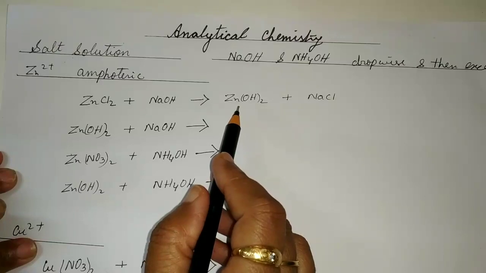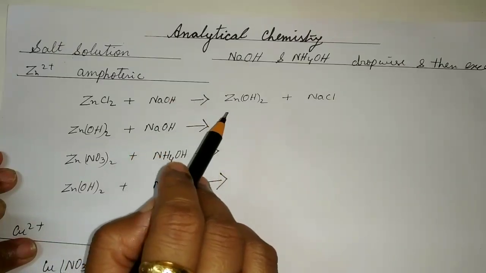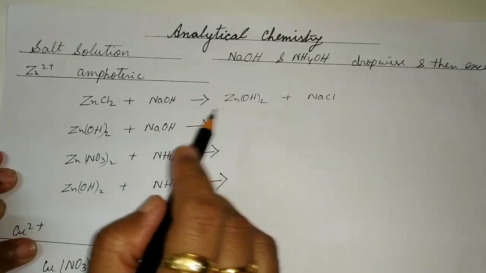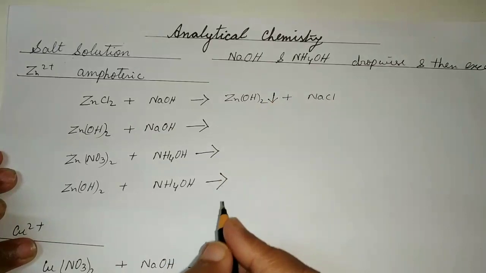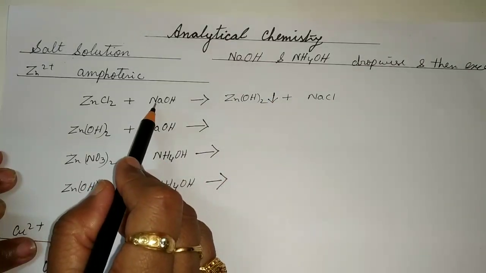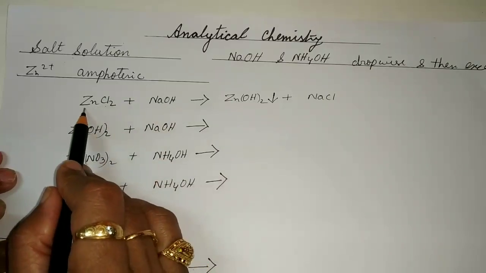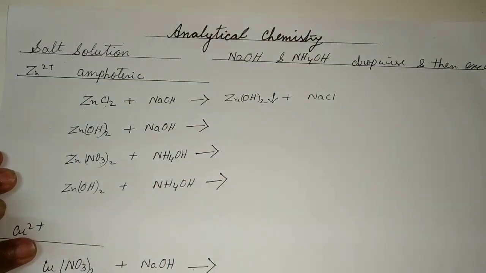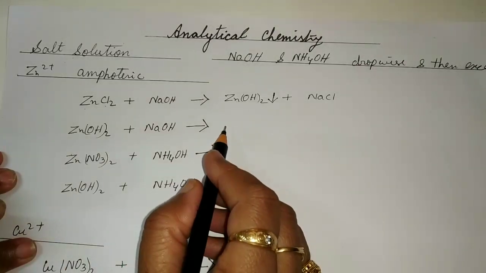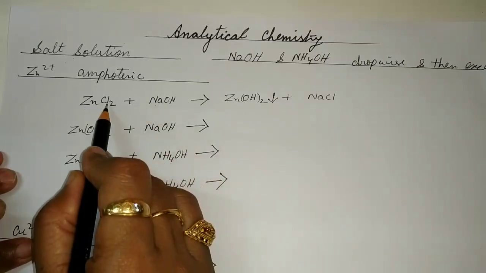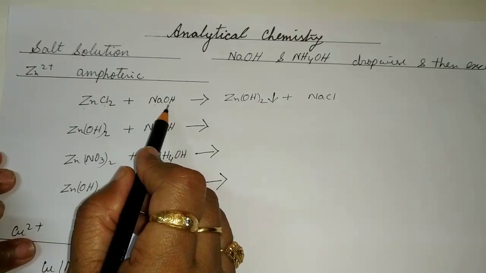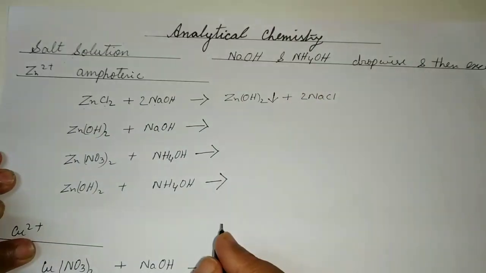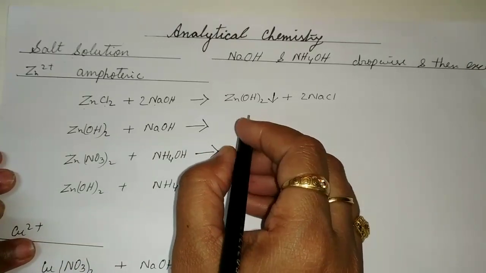Learning will be difficult. If you remember the types of reactions we have done in standard 9, the double decomposition reaction, under which comes precipitation reaction, as zinc hydroxide is a precipitate. So what happens? Sodium chloride, zinc hydroxide, double decomposition reaction, which if you remember, AB plus CD gives you CB plus AD. So here sodium chloride and zinc hydroxide. Now we balance the reaction. This is balanced now.